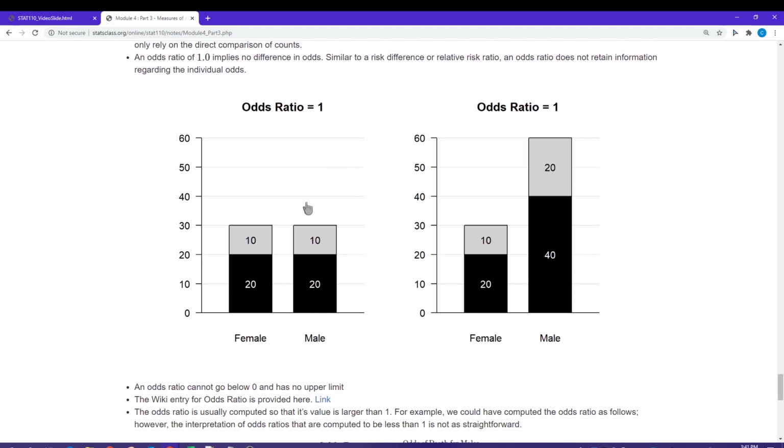In both of these situations, the odds ratios are going to be 1 because the relationship between females and males has not changed. So here that ratio is going to be 1, and also on the right the ratio is going to be 1. The number of people doubled for the male group in the not survived group, but it also doubled in the survived group. So the odds ratio here is going to be 1.